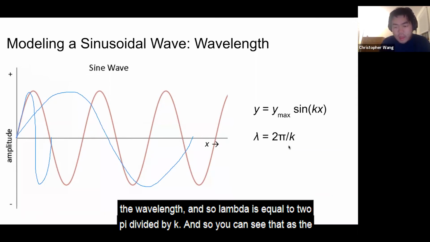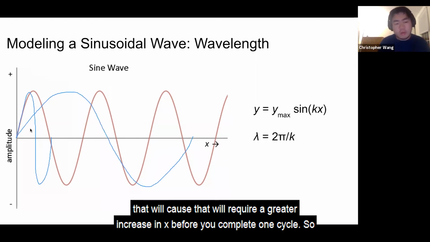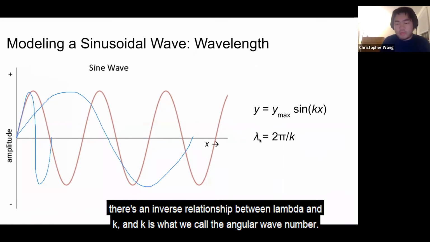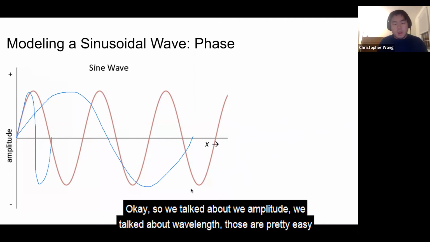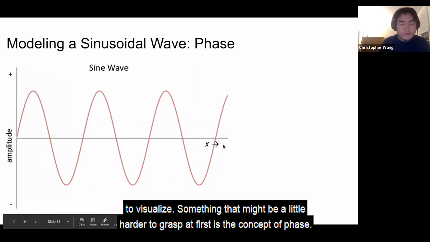You can see that as the wavelength increases, you need a smaller value of k, because that will require a greater increase in x before you complete one cycle. So there's an inverse relationship between lambda and k. And k is what we call the angular wave number. Okay, so we talked about amplitude, we talked about wavelength. Those are pretty easy to visualize.